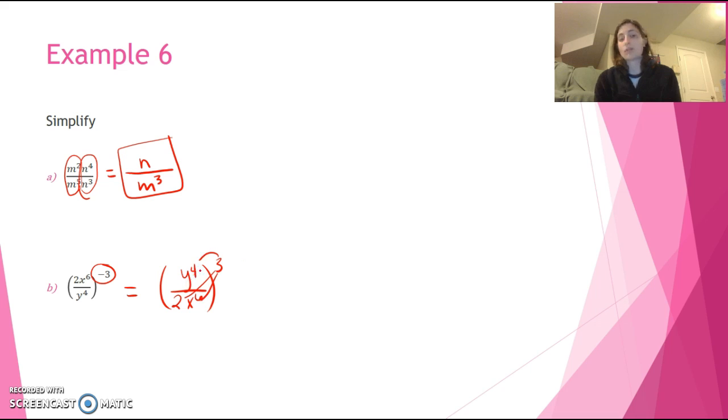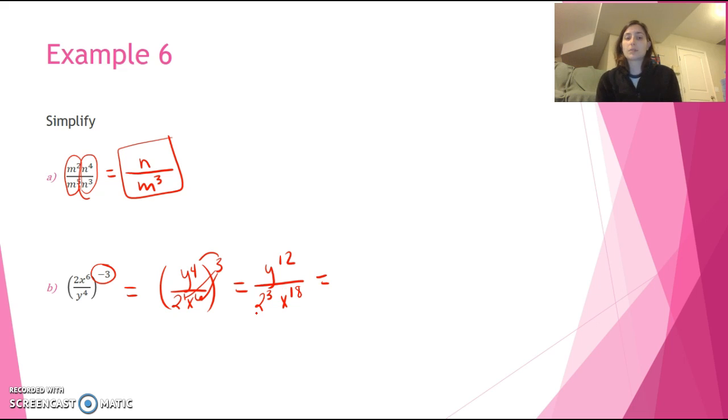So y to the 4th cubed is going to be y, and I'm going to multiply. So 4 times 3 is 12. And then I'm going to do 2. Remember, there's that invisible 1 here. So 1 times 3 is 3, so 2 cubed. And then here we have x to the 6. So 6 times 3 is 18. So we have x to the 18th.